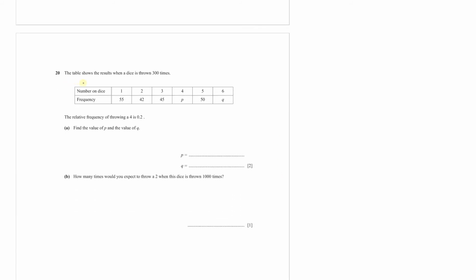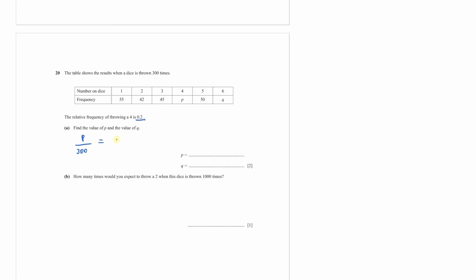Question 20 is, the table shows the results when a dice is thrown 300 times. The relative frequency of throwing a 4 is 0.2. Find the value of P and value of Q. So you're given the relative frequency, which is basically the probability of throwing a 4 is 0.2. So how do we find the relative frequency of 4? The frequency is, out of 300 times, you get P times the value is 4 on the dice. So relative frequency is P, the number of times you get 4, divided by the total number of times you throw the dice, which is 300.